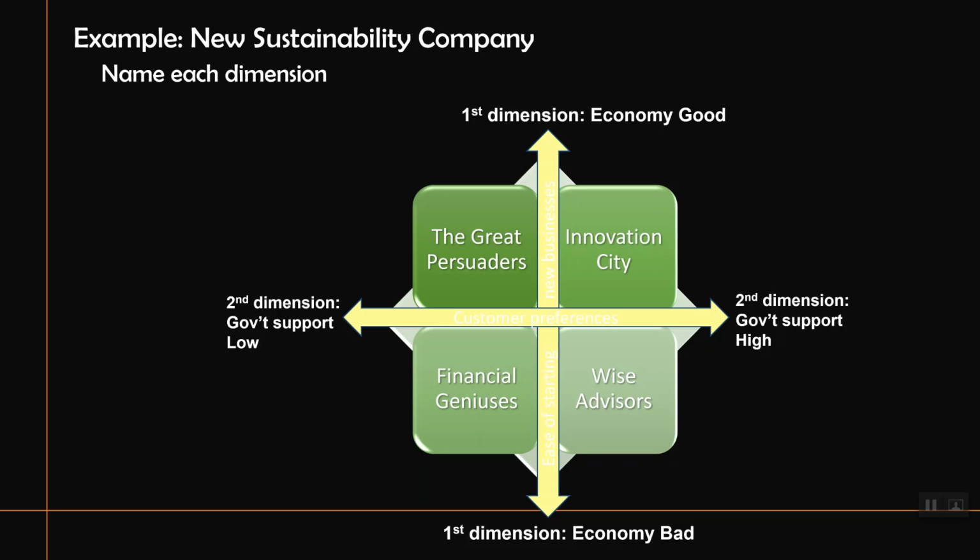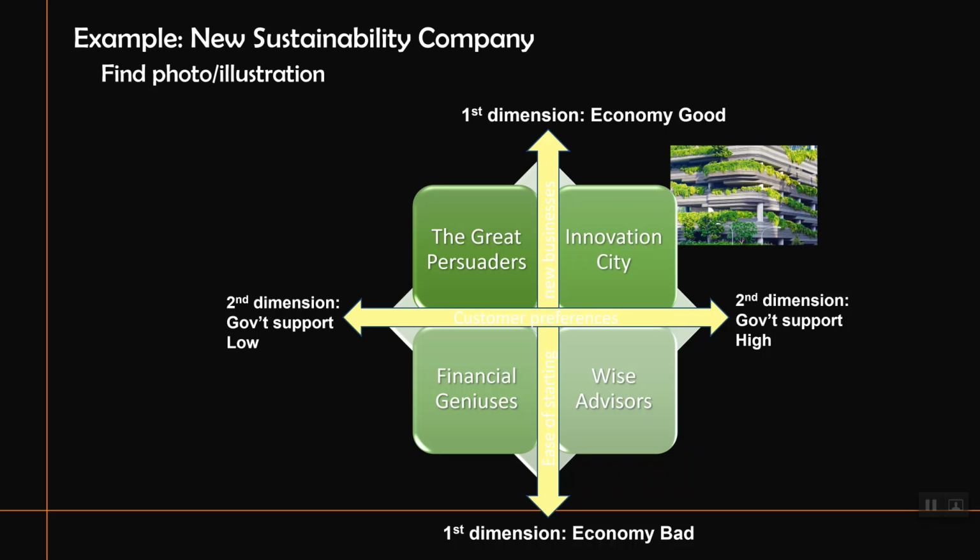Let's take a look at an example, a new sustainability company with 2 dimensions, economy and government. Describe each scenario. Which one is best for your organization? Which is worst? For inspiration, you can name each scenario. These are named the Great Persuaders, Innovation City, Financial Geniuses, and Wise Advisors. Let's take another look at those. For fun and inspiration, you can find photos that illustrate each scenario.